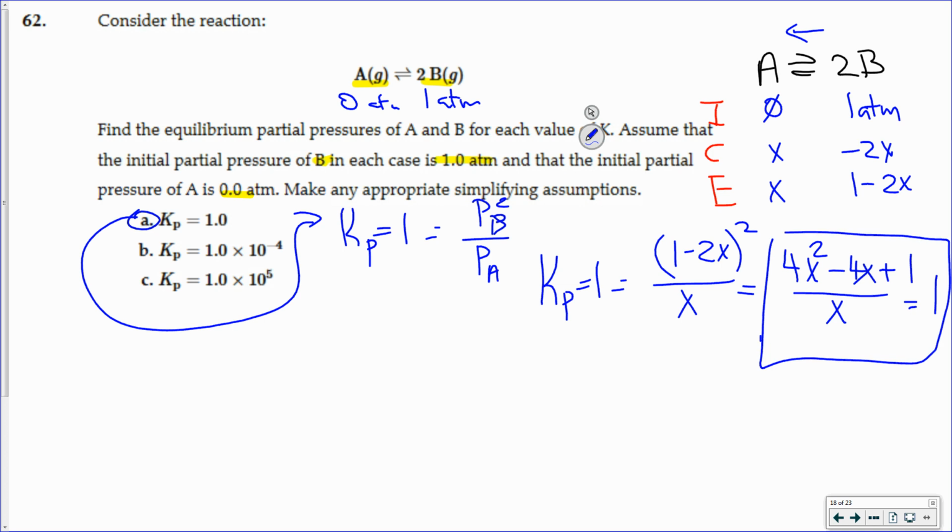Just solve the quadratic. Rearrange the quadratic and solve it. So for all the other ones, the only thing that would be different is you'd have a different value for K sub P to put in, but they're all going to involve solving the quadratic in this system. All right. Let's look at a couple of the others.